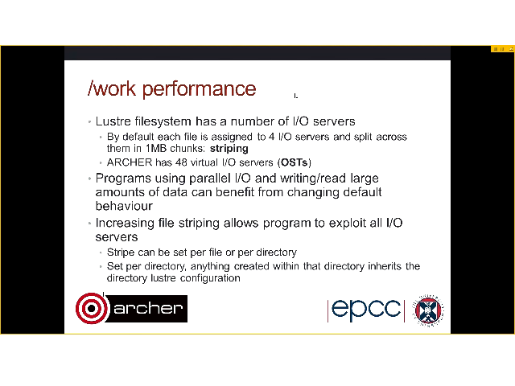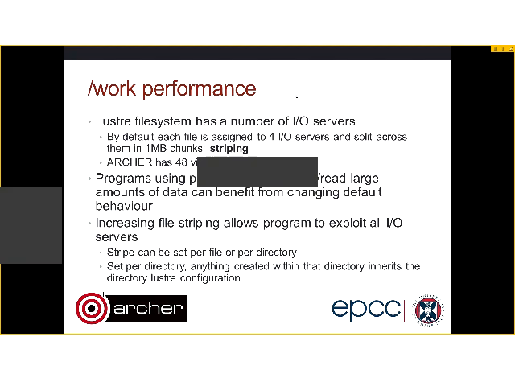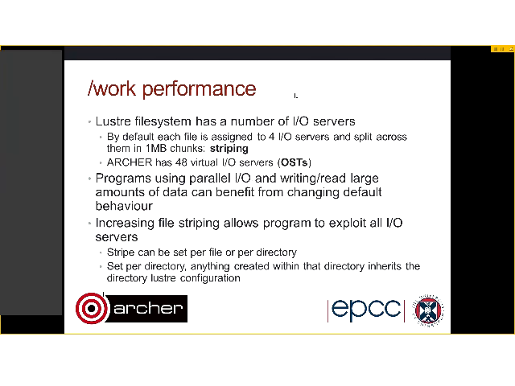However, if you're running a large parallel program, which is using thousands of cores, and you're trying to write tens of gigabytes of data or read tens of gigabytes of data, if your files are only split up across 4 I/O servers, you're maybe not going to get the best performance, because we have 48 I/O servers across the whole system and you're only using 4 of those. So some programs, and it depends on your particular I/O strategy, I'll talk a little bit about that, can benefit from changing the default behavior from using 4 of these I/O servers to trying to use all 48 of them.